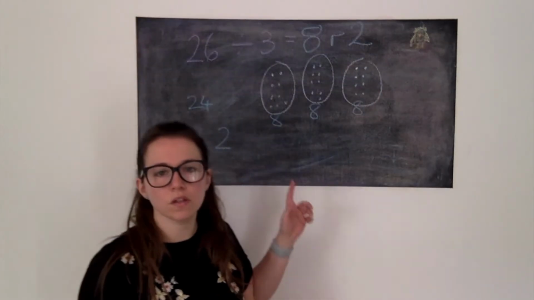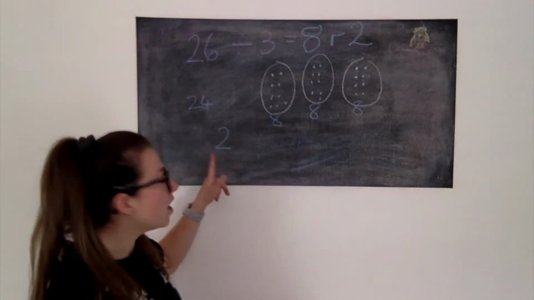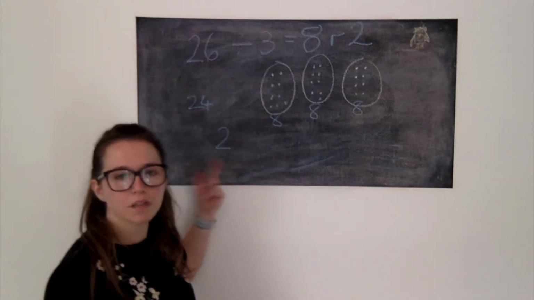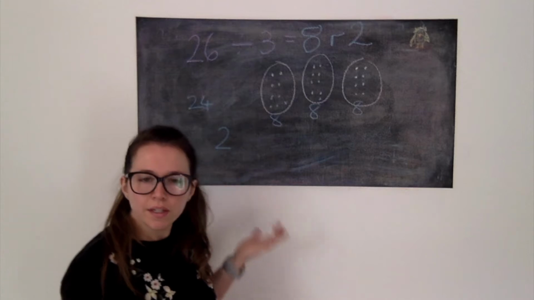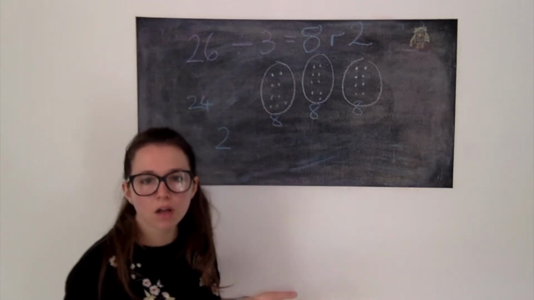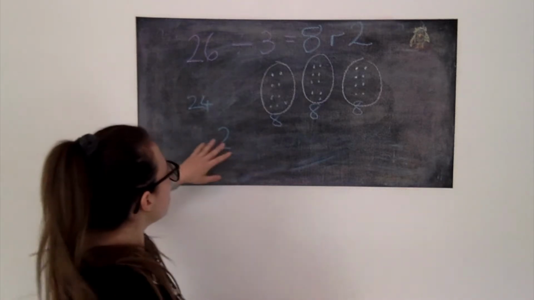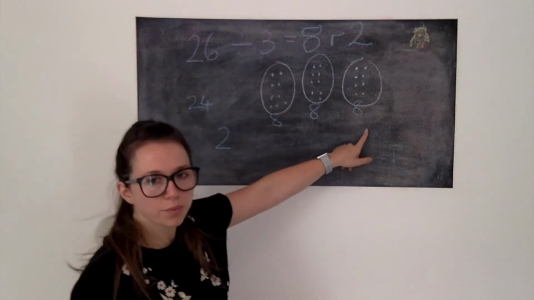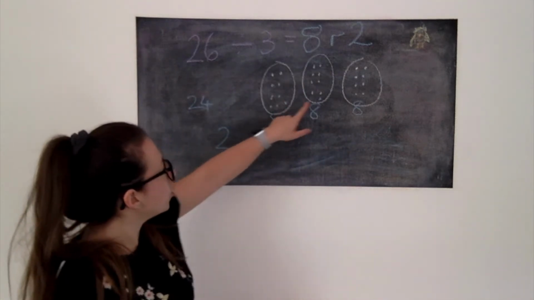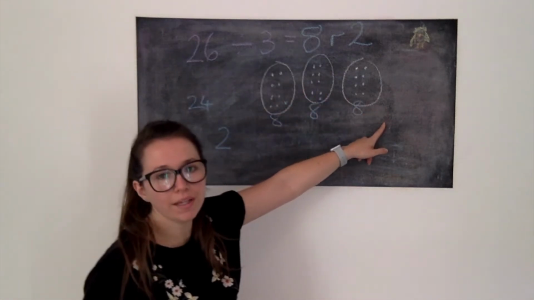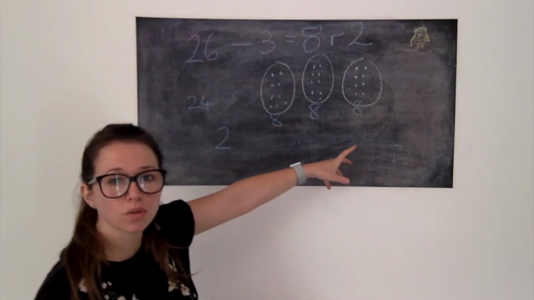There's a few things that we can do with that remainder, and the first thing that we're going to look at is turning that into a fraction. Now remember, a fraction is a part of a whole. So I have 8 full groups, and then 2 out of 3 that I couldn't make into a group.